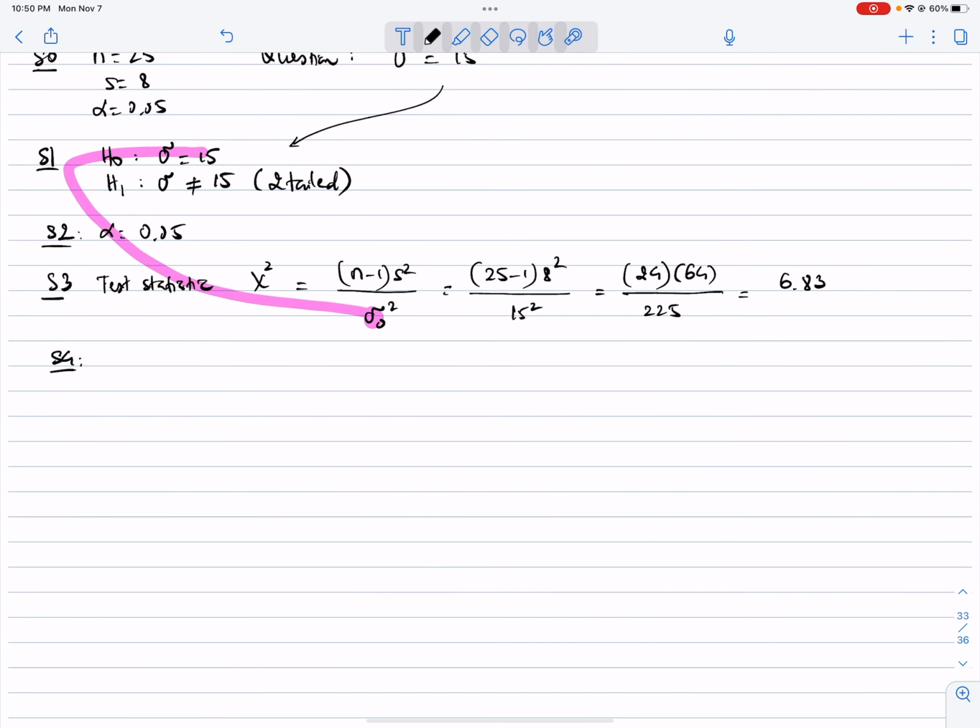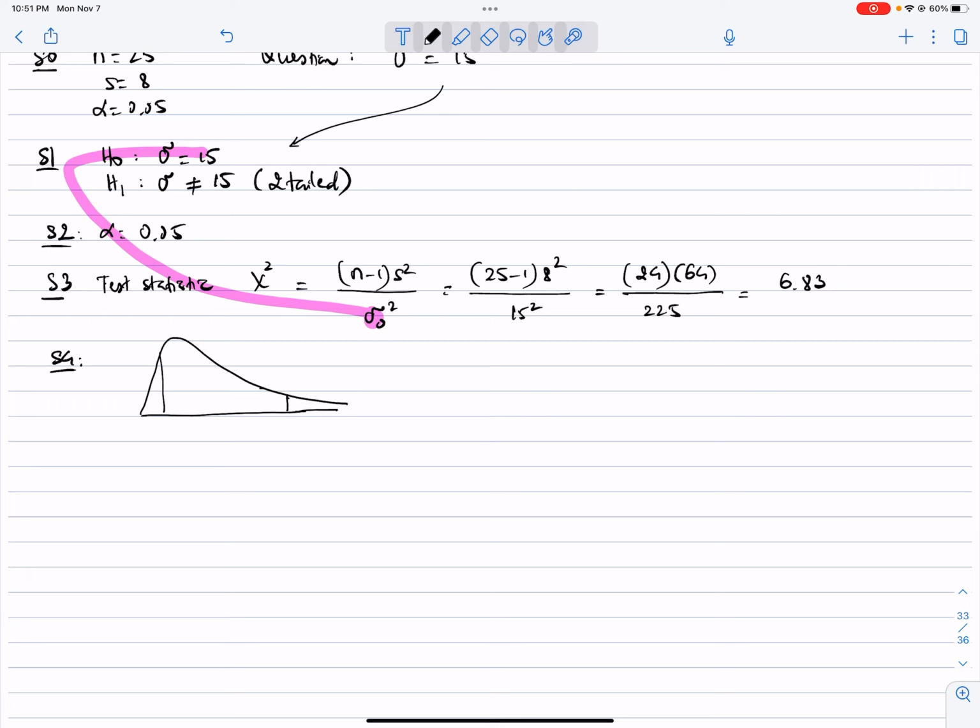Step number 4. We do not have the p-value for this one. We only have the critical value, since in the book they show the critical value only. So we draw the chi-square shape. It's skewed to the right, and we say two-tailed. So we have a shape like this.